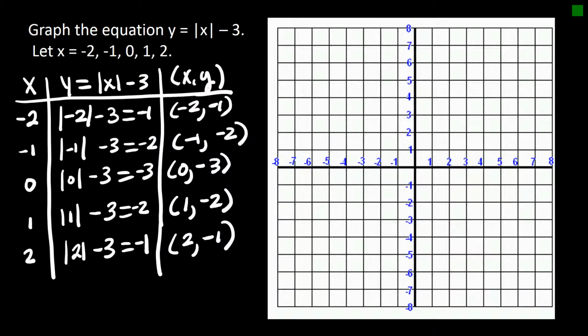Now let's plot these points. Negative 2, negative 1, negative 1, negative 2, 0, negative 3, 1, negative 2, and 2, negative 1. So the absolute value function is in the shape of a V.